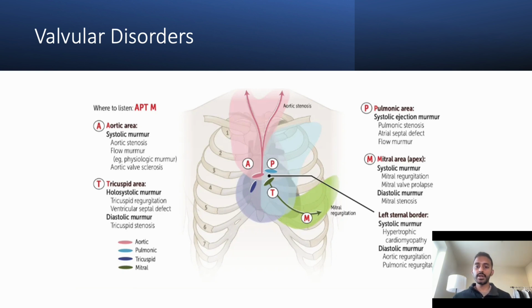Very close to the pulmonic area is the left sternal border, where you can hear hypertrophic cardiomyopathy and aortic and pulmonic regurgitation. In the tricuspid, you can hear tricuspid regurgitation and ventricular septal defect. And then mitral, you can hear mitral regurgitation, mitral valve prolapse, and mitral stenosis. And lateral to the mitral valve, you have the PMI, where you can hear S3 and S4.